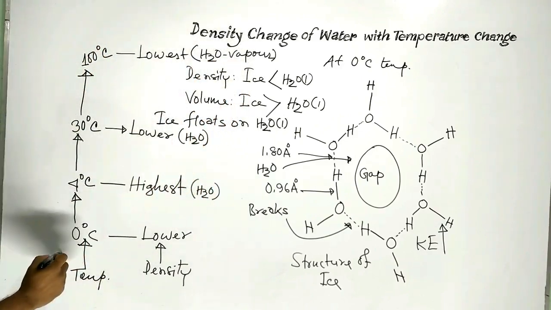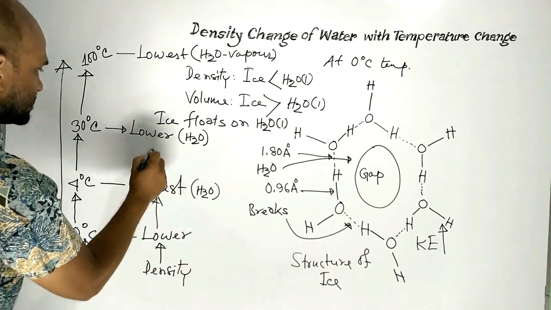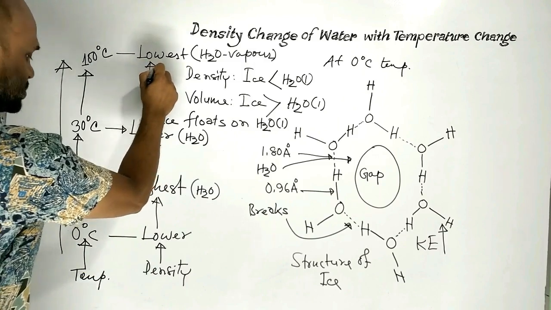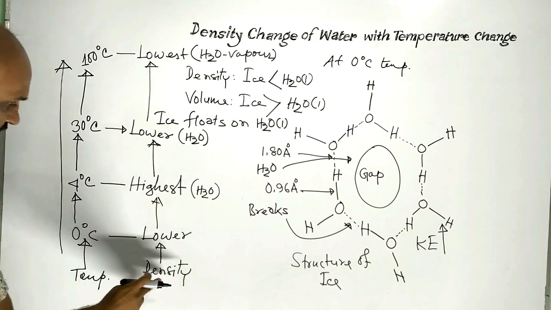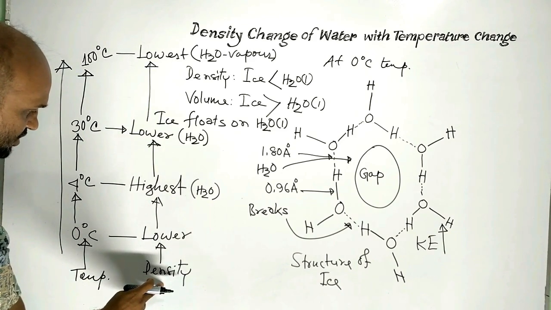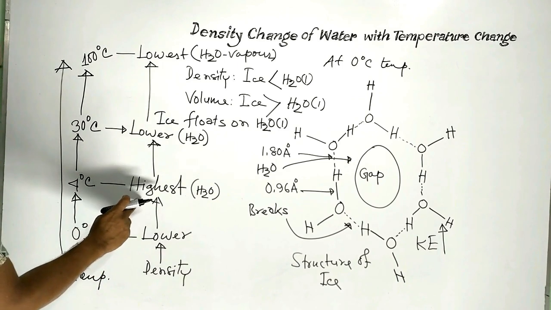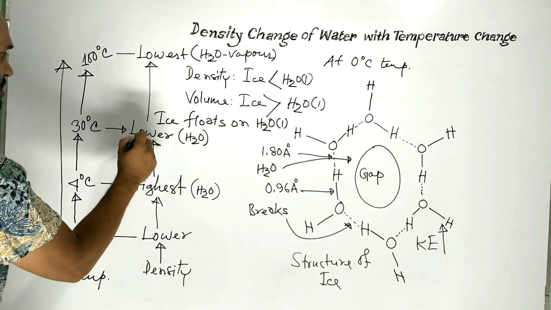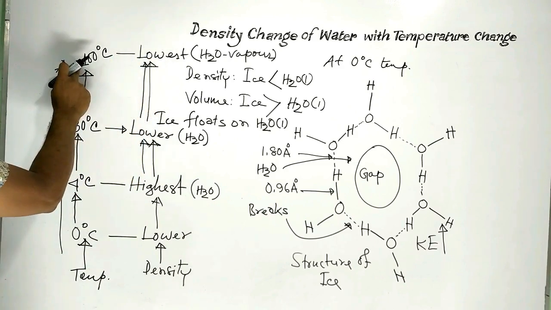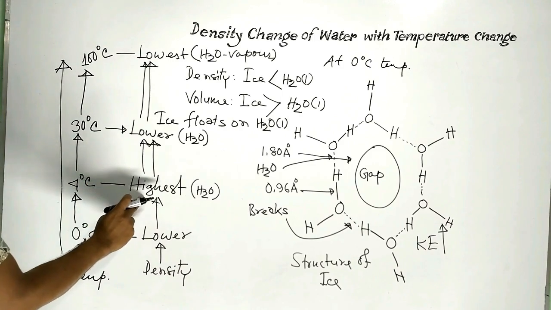So, this is temperature change and this is density change, specific gravity change. At 0 degrees Celsius temperature, density or specific gravity is lower. At 4 degrees Celsius temperature, density is highest, specific gravity is highest, but again density decreases. At 100 degrees Celsius temperature, this is lowest.